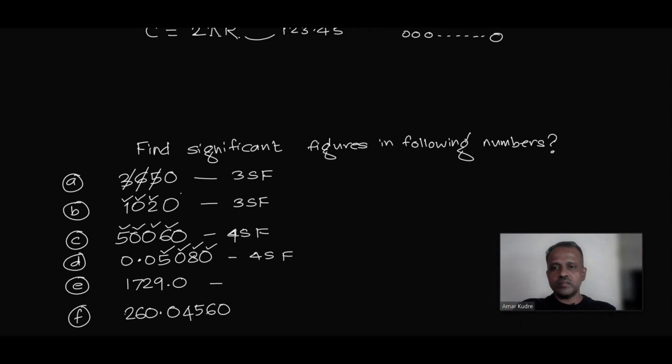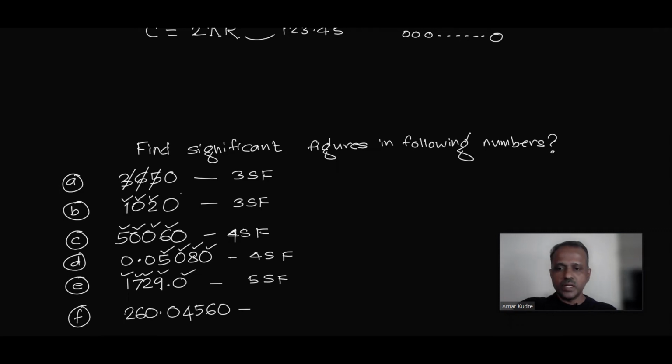Now the number 1729.0 has 1, 7, 2, 1, 2, 3 and 4 along with a decimal, and if a 0 follows after a decimal, then that becomes significant. So we can say that this, 1, 2, 3, 4, 5, has 5 significant figures.